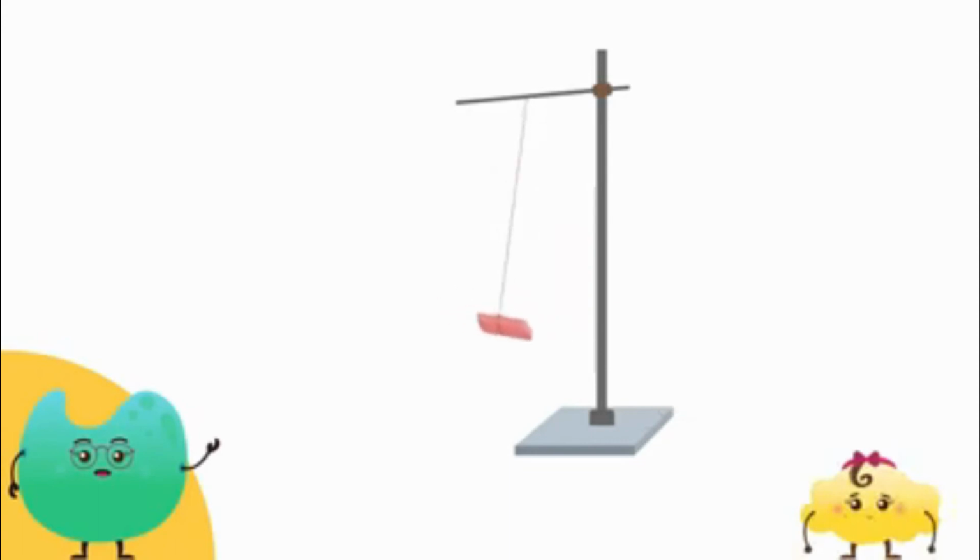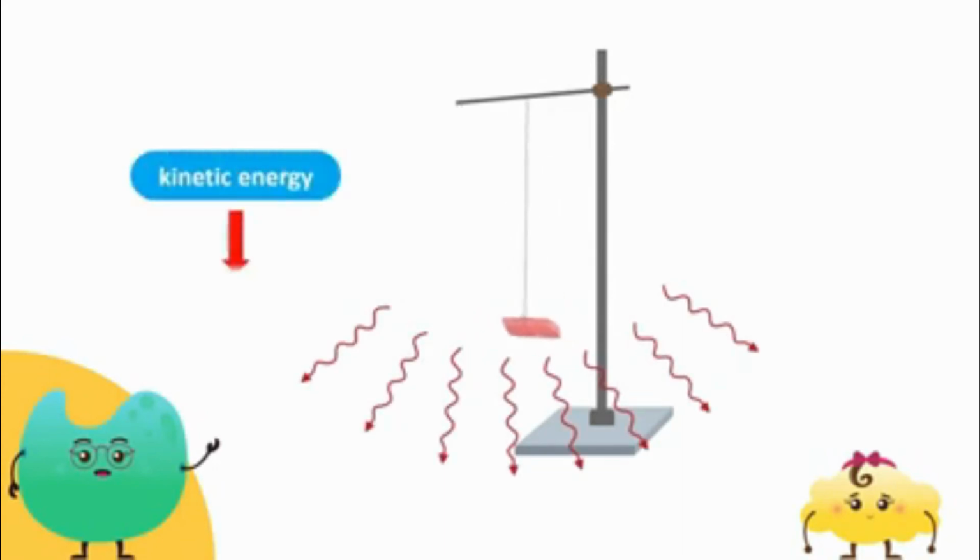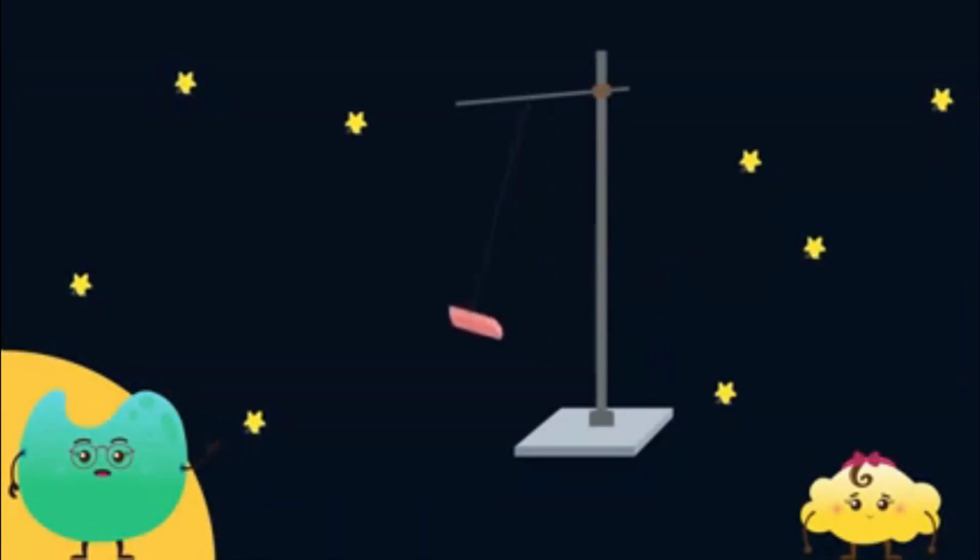You're right, Bubbles. Some of the energy of a system changes into unwanted energy. In this case, it will be the heat energy due to friction with air. This heat energy dissipates into the atmosphere and the eraser slows down and eventually stops when all the energy is dissipated. Do you know what would happen if you were to do this in outer space where there is no air? The eraser would go on swinging forever. The mechanical energy of the eraser would be conserved and there would be no energy dissipation as heat.